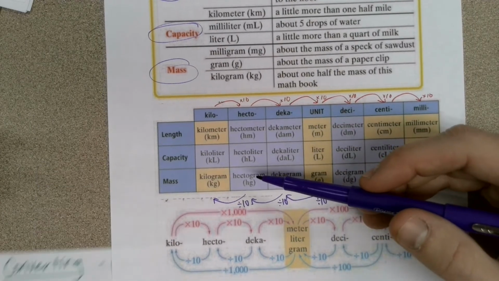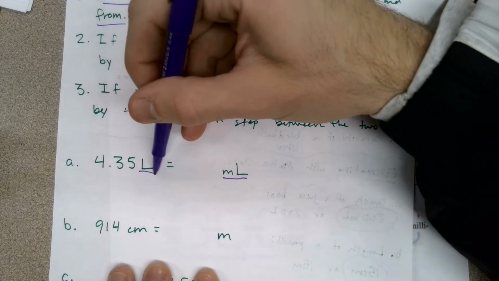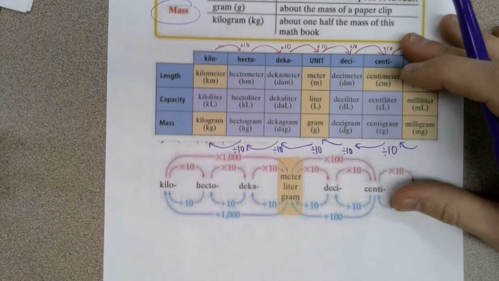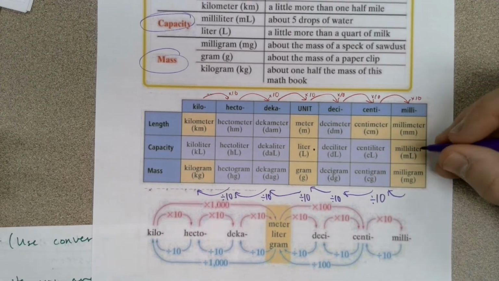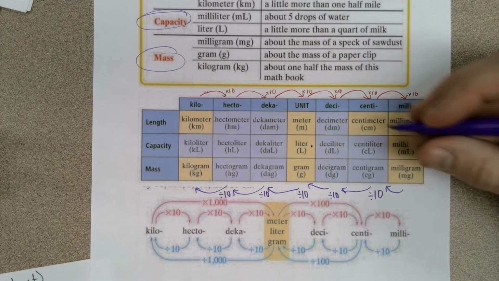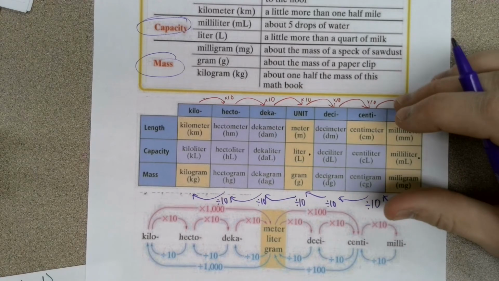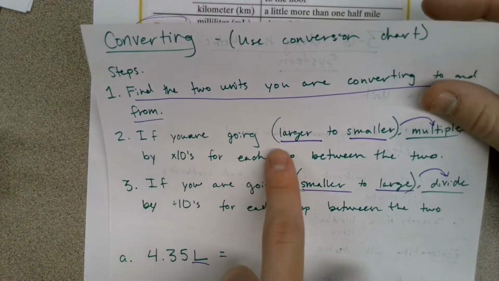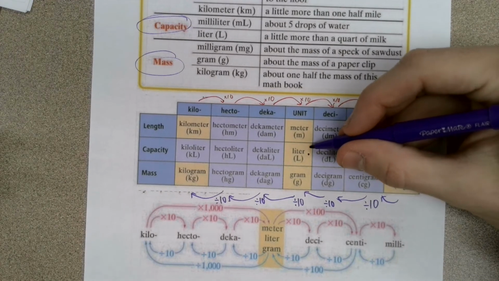And we're going from milliliters to liters, or liters to milliliters. So I see liters right here, and I see milliliters right here. So I have 4.35 liters. I'm going to multiply because we're going from larger to smaller. I look at my rules here: if you're going from larger to smaller, multiply by 10 for each step. So we got one step.